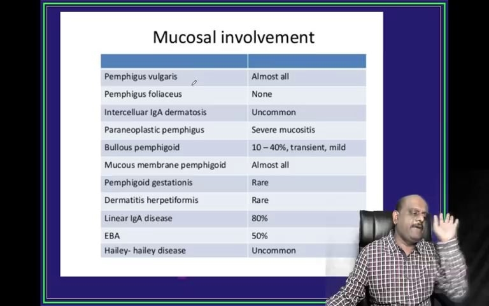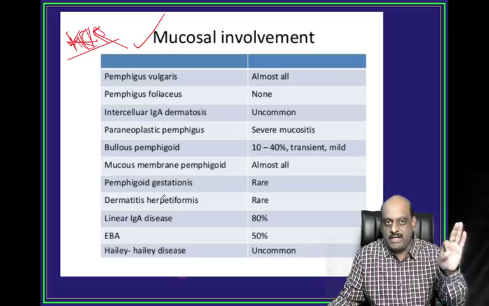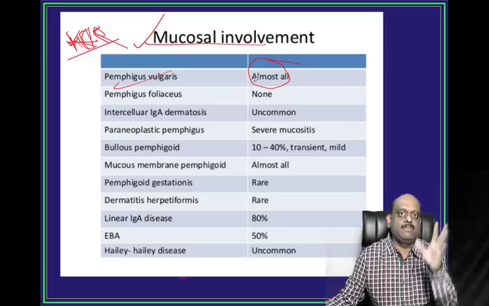Fatafat bolo doctor, favorite question of the examiner. One MCQ guaranteed from this list, paper out. Whether you are going for NEET PG or FMGE, PGI or AIIMS, surely. Mucosal involvement kahan rehta? Pemphigus vulgaris, 100% mucosal involvement.